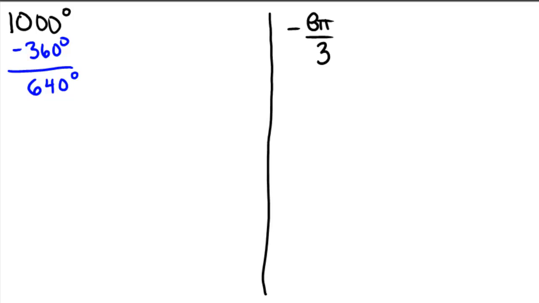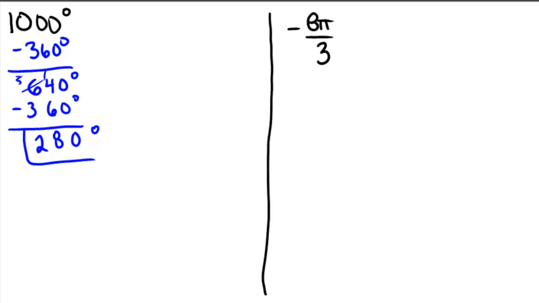Are we good enough yet? No, that's still too large. So let's subtract 360 degrees again and see if we're in the right area now. 0 minus 0. 14 minus 6 is 8. 5 minus 3 is 2, so 280. And notice that 280 is between 0 and 360. So the correct coterminal angle in one rotation of the circle would be 280 degrees. How about the radian measure?